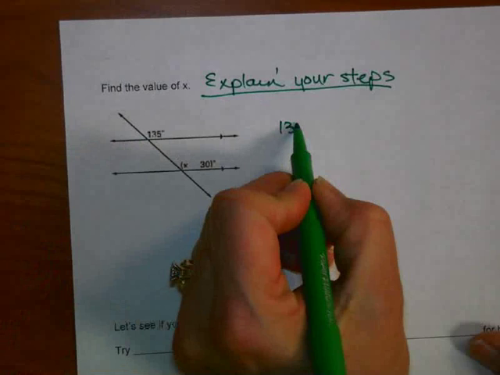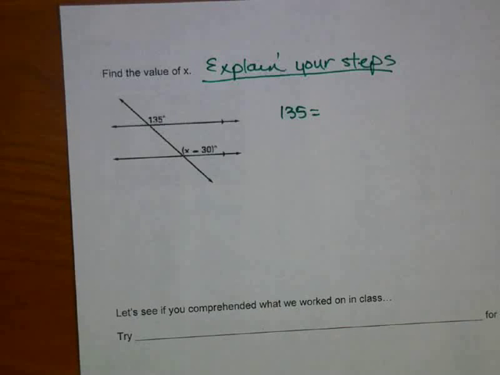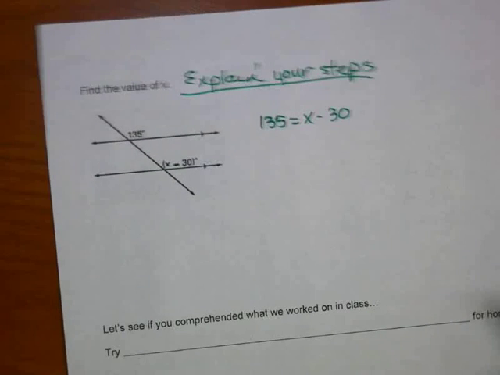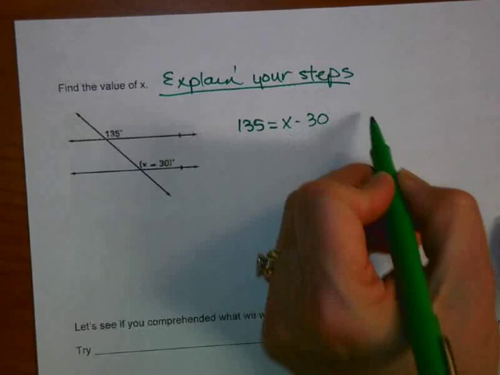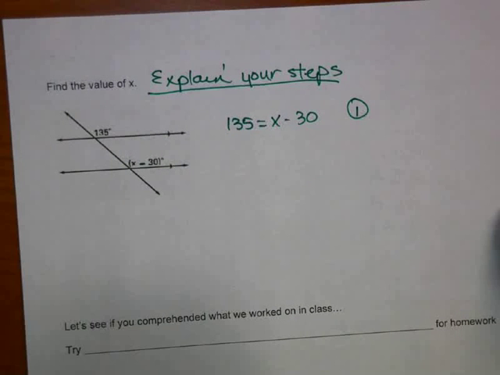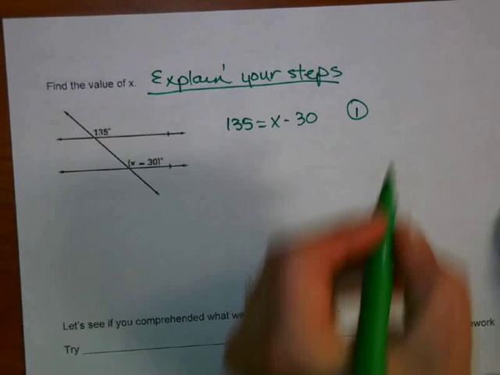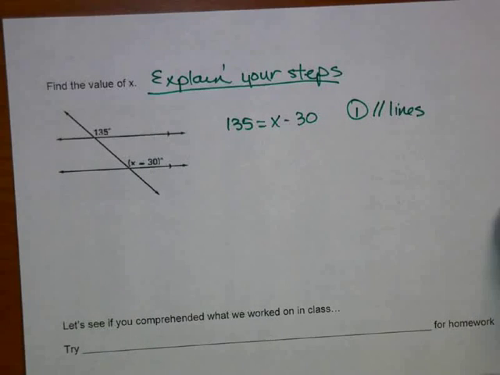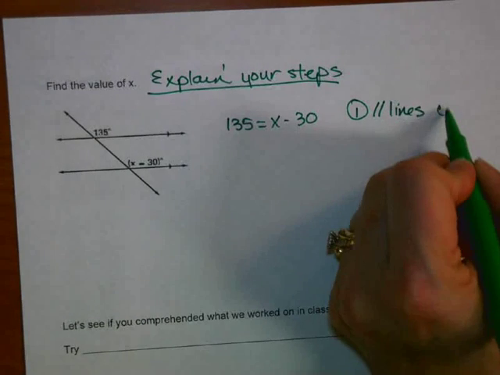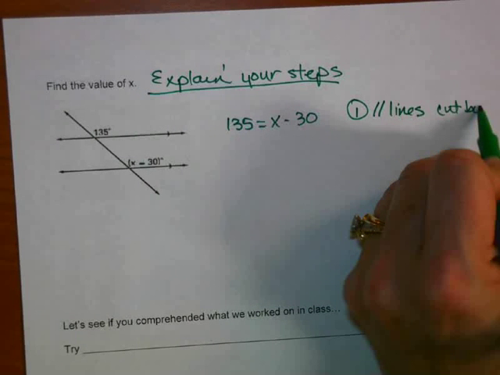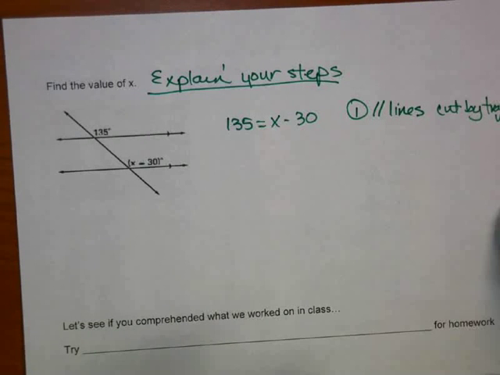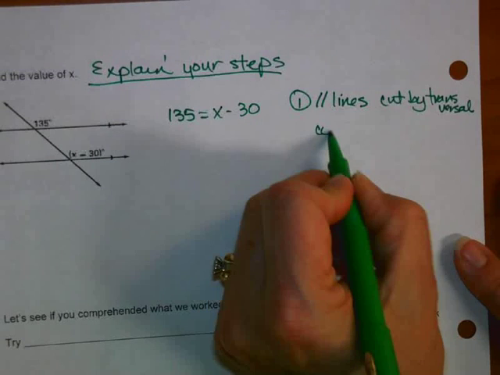So in words, I might say they're parallel lines cut by a transversal. Therefore, I know that the corresponding angles are congruent or equal. That is the reason that I can set those equal to each other.